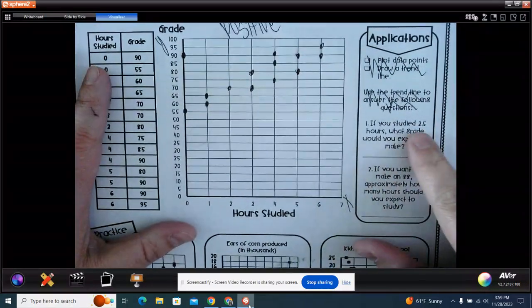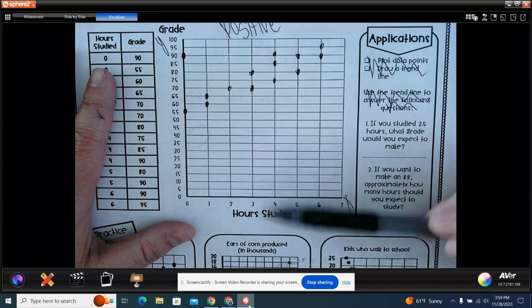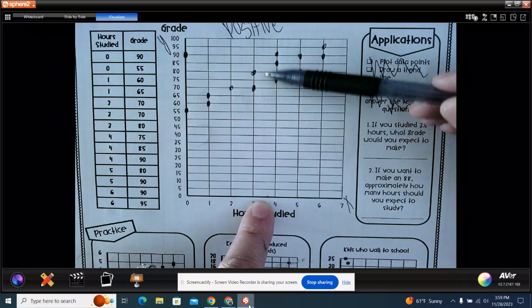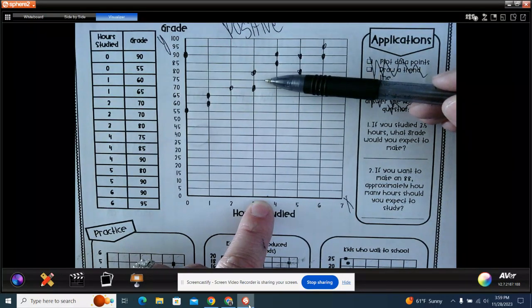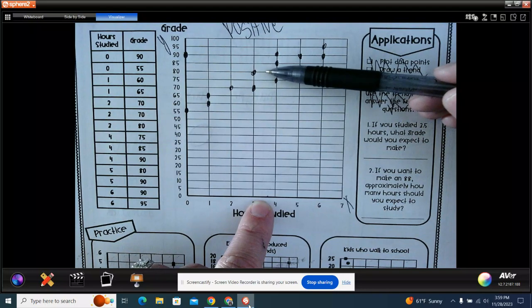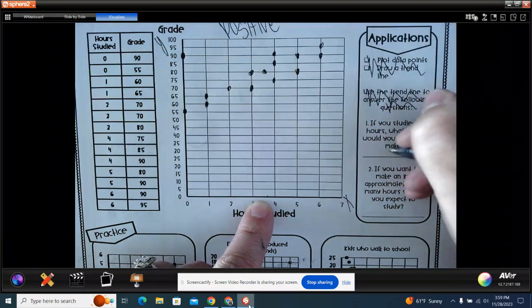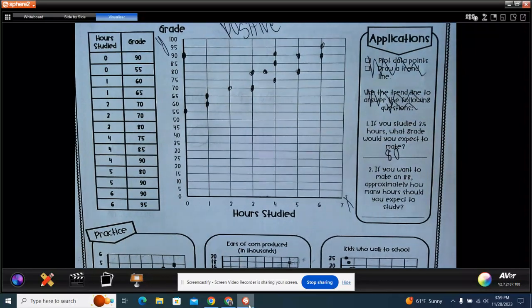If you were to study 3.5 hours, what grade would you expect to make? I would find 3.5 hours on my x-axis, and I'm going to go up. If you notice, there is no data here, so we need to find the point that best fits. If I were to put a point, it would be about 80. This is all going to be an estimation, so there really is no super exact answer. It's going to be a range.